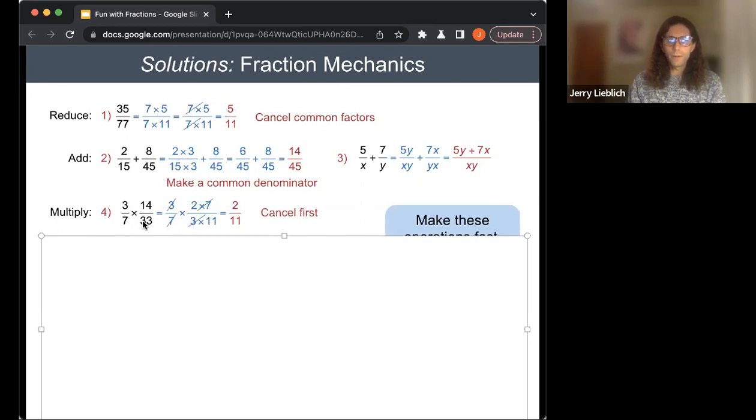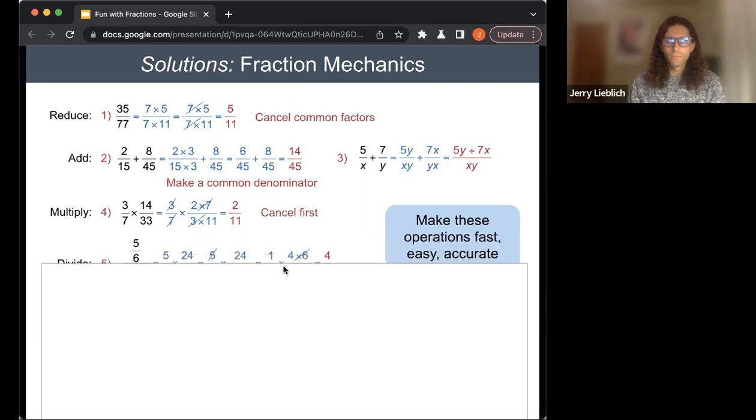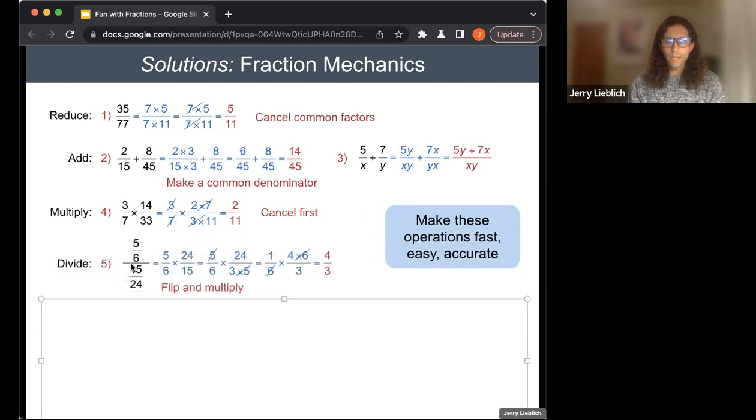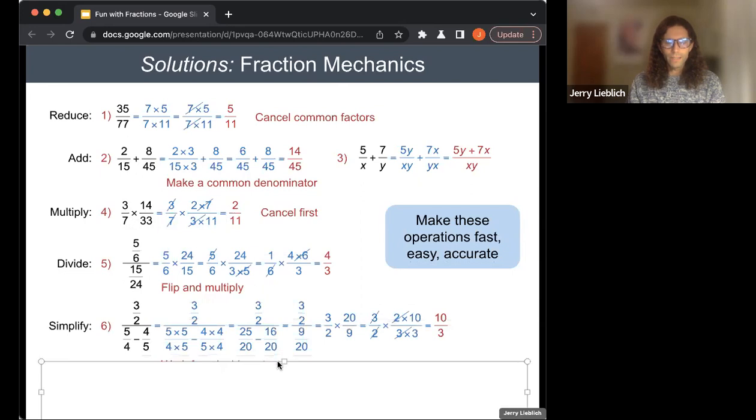Number 4, I want to cancel before I multiply. Number 5, I've got my complex fraction. I flip and multiply, but I still cancel first. And this last one, we need to work that denominator, get that to be a common denominator here so we can combine them, and then flip and multiply.